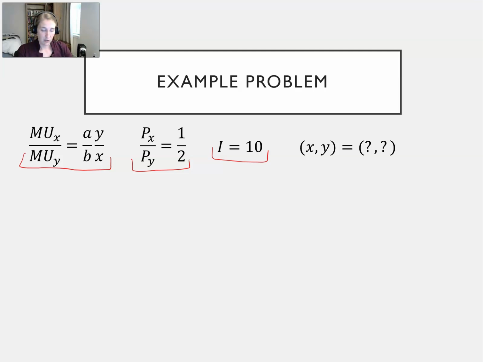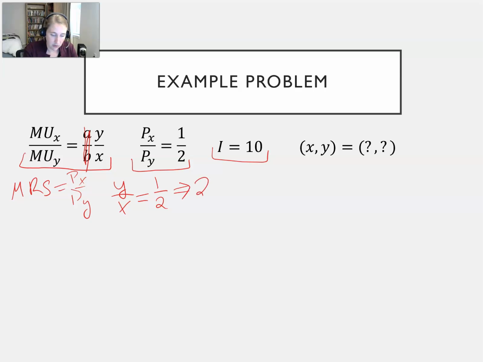All right, so the MRU video said that at the optimal point, the MRS is equal to the price ratio. Right? So that's the first thing I'm going to do. And remember, a is equal to b is equal to 0.5, so I can just cancel that term out. So now I have y over x is equal to 1 over 2. So let's rearrange that, make it easier to use. I'm going to move the 2 over here so I know that 2y equals x. Okay, what do I do next?